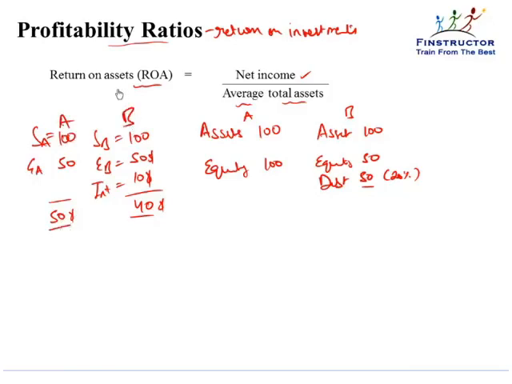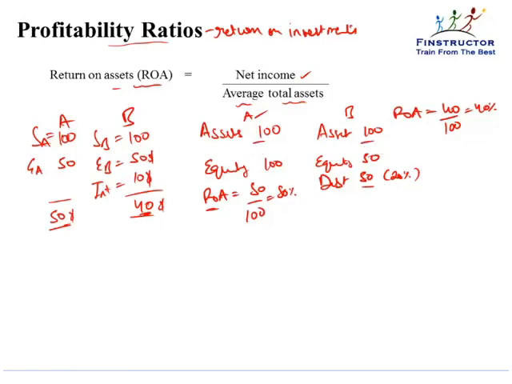So if we compute the return on assets, then for company B, the ROA will be the net income upon the total assets, that is 40%. And for company A, the ROA will be net income upon the total assets, that is 50%. So the ROA for company A is higher, or it is looking like company A has better assets than company B. This is not the case.